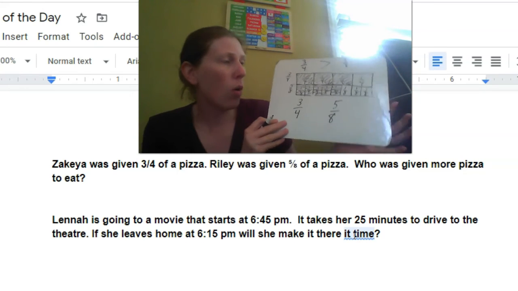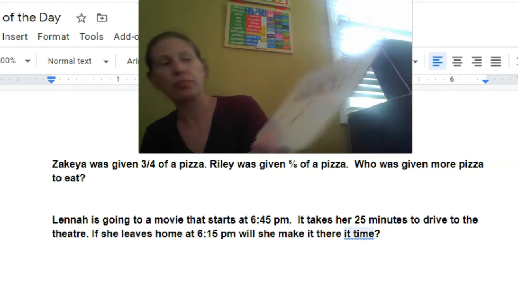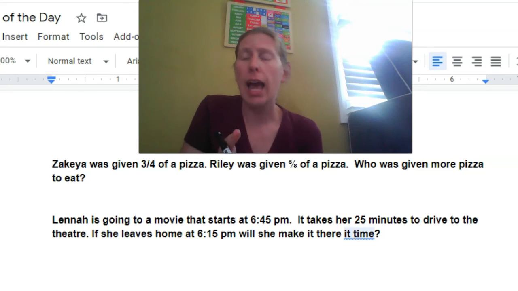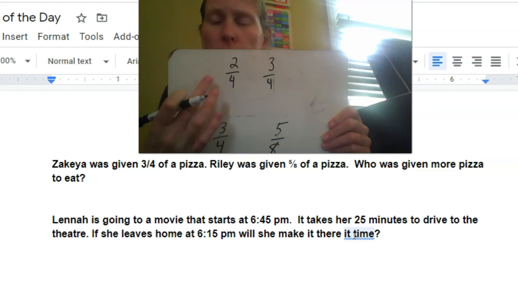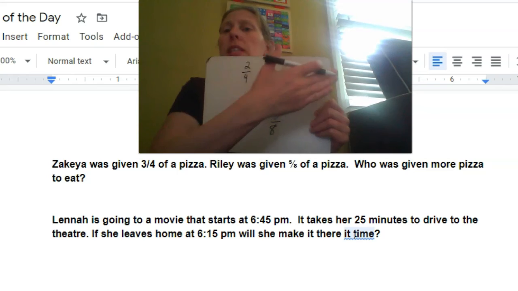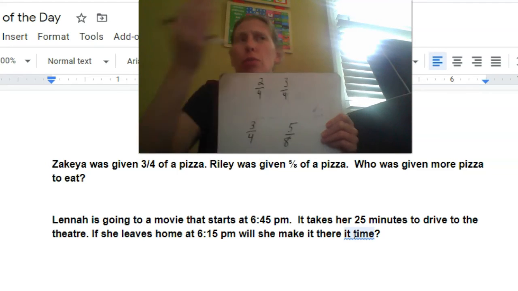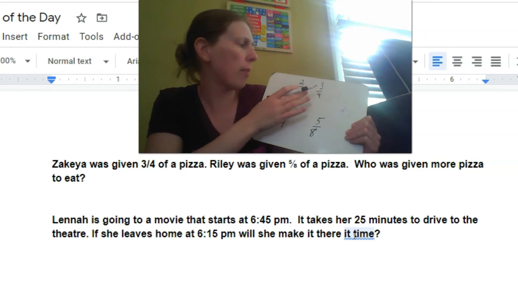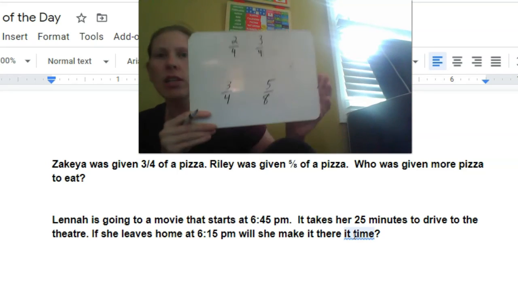So we know when fractions have the same denominator, it's easy to compare them. So if I told you that Zakia had 2/4 and Riley had 3/4, both pizzas are cut into fourths. That means the slices are going to be the same size. So if I give you 4 slices and I give you 3 slices, but yet they're the same size, you want the one that has 4 slices. You want the bigger numerator, okay? So it's easy to compare numbers with the same denominator. It's not as easy with different denominators.